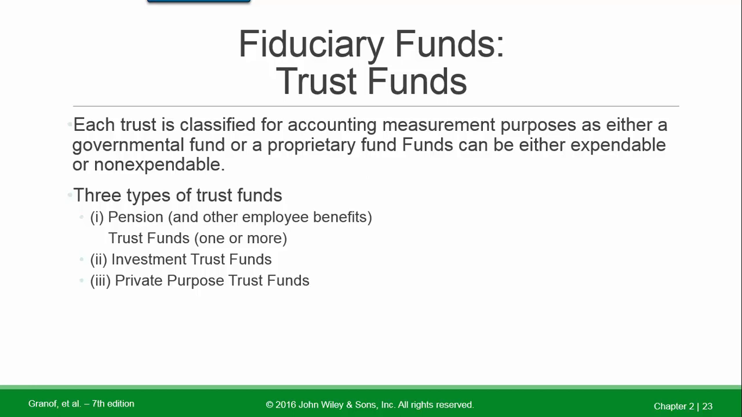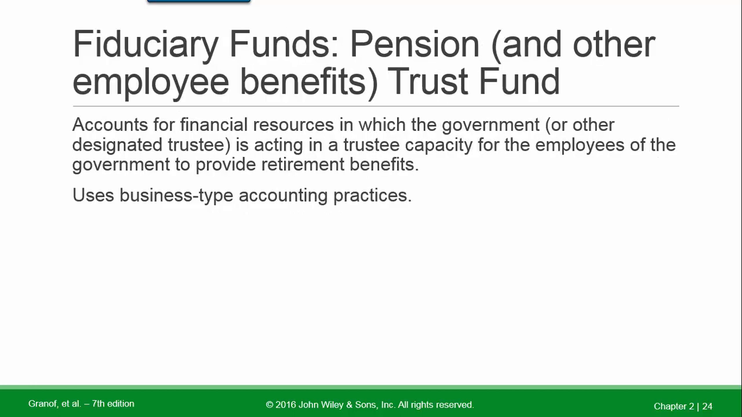Trust funds. Each trust is classified for accounting measurement purposes as either a governmental fund or proprietary fund. Funds can either be expendable or non-expendable. Types: pension and employee benefits, investment, private purpose. Pension and other employee benefit trust funds account for financial resources in which the government or other designated trustee is acting in a trustee capacity for the employees of the government to provide retirement benefits.